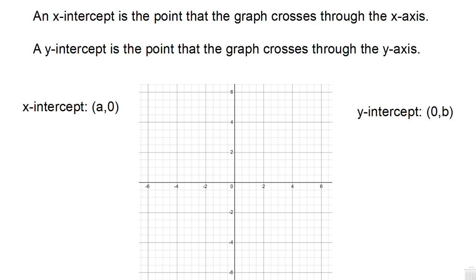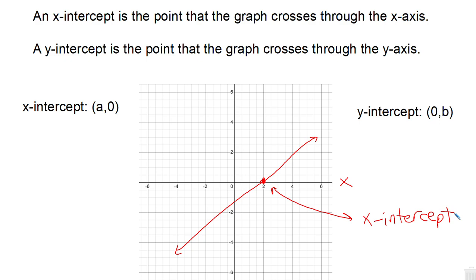An x-intercept, all that means is you're looking for the point where a graph crosses through the x-axis. So we need to remember that the horizontal axis is the x-axis. And if I have a graph that crosses through the x-axis at a specific point, that's the x-intercept. So right here, this point is my x-intercept. It's where it crosses through that x-axis.